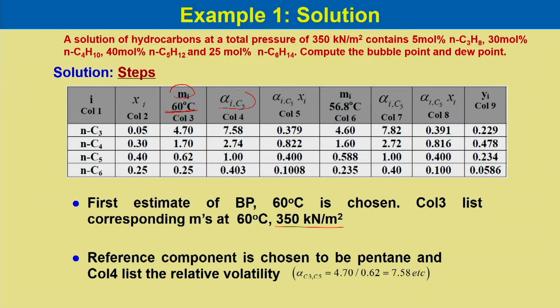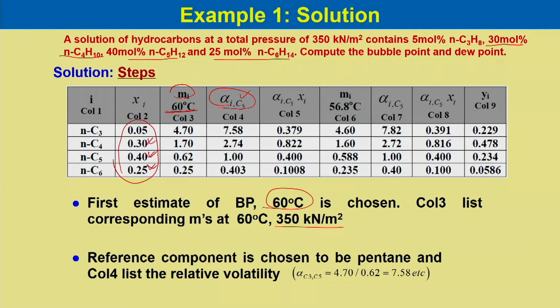In this case, you can see the relative volatility is with respect to component 5, which is the reference component. So, alpha iC5 is the relative volatility of component i with respect to component 5. Initially, 60 degree temperature is chosen and the data for the distribution coefficient is taken from the literature. Then these are the mole fractions given in the problem: 5 mole percent normal propane and 30 mole percent normal butane, which is here, 40 mole percent normal pentane and 25 mole percent normal hexane.